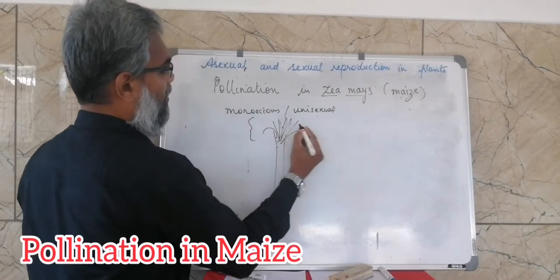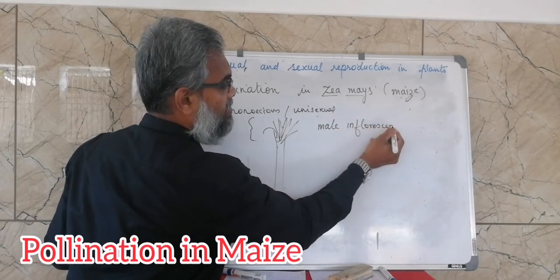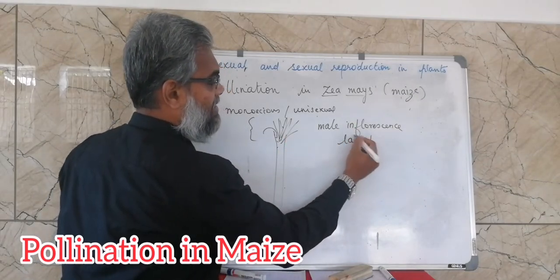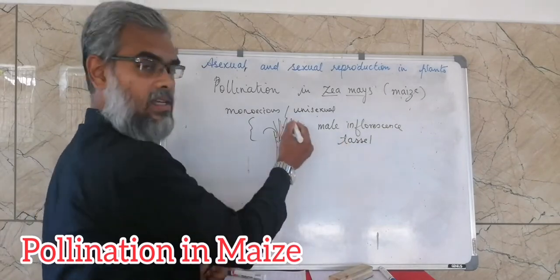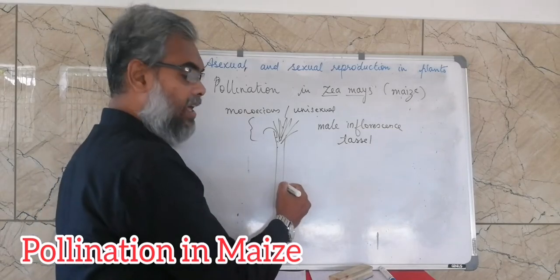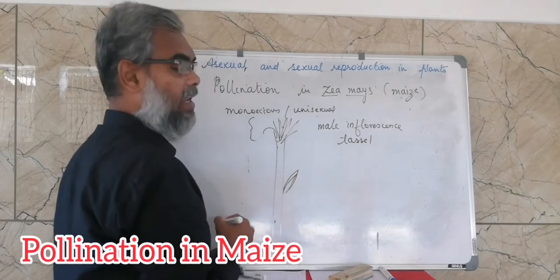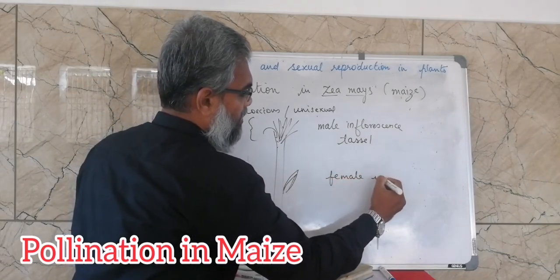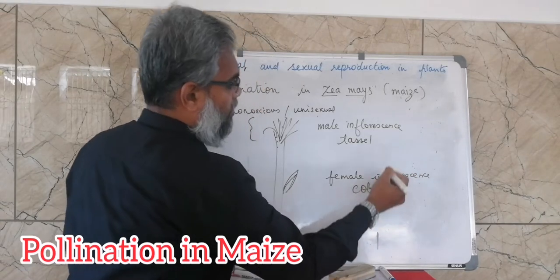Now, if you see in a maize plant, at the top terminal end, the male inflorescence is present at the terminal end. That is called as tassel. Okay, male inflorescence. And female inflorescence present laterally. Female inflorescence laterally, it is called as cob.